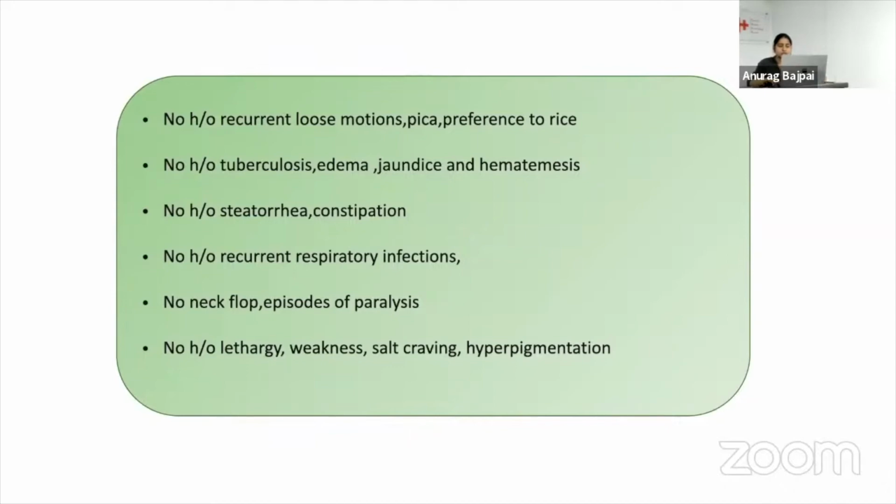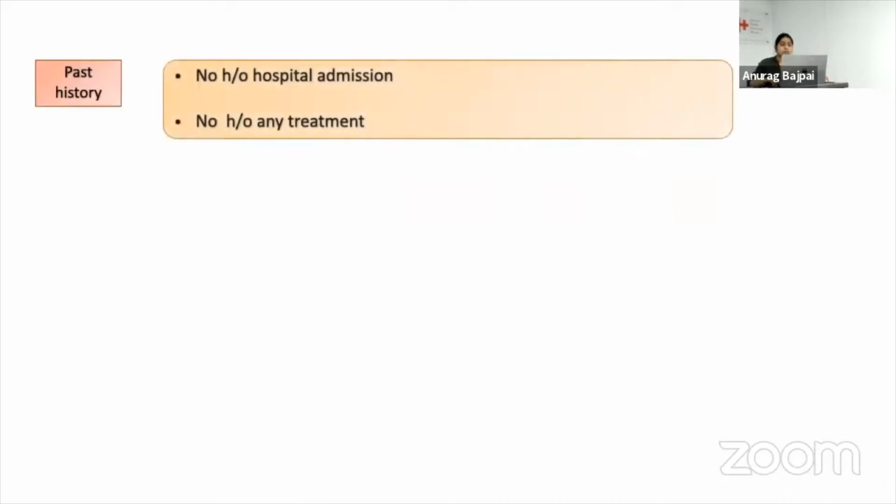He has no history of tuberculosis, edema, jaundice, and hematemesis, just to rule out any systemic illnesses. No steatorrhea, constipation, recurrent respiratory infections, no neck flop, no episode of paralysis, and no history of lethargy, weakness, and hyperpigmentation. There's no significant history of any hospital admission and any treatment.